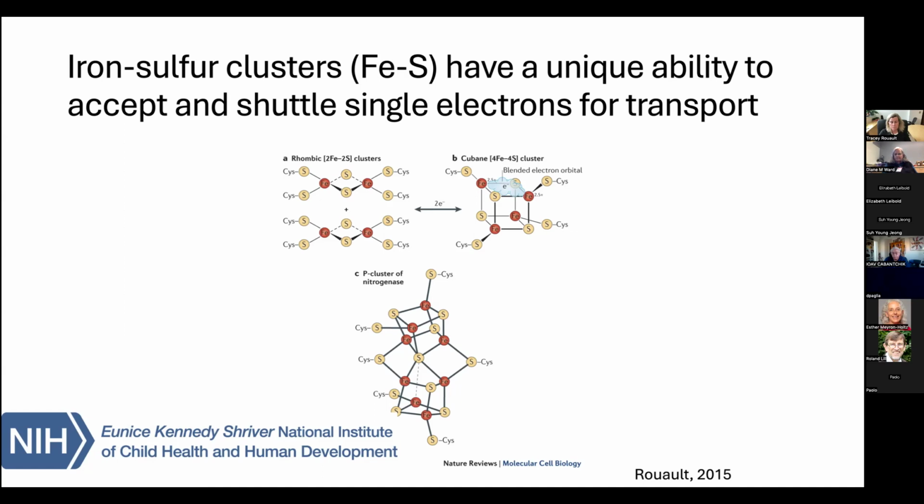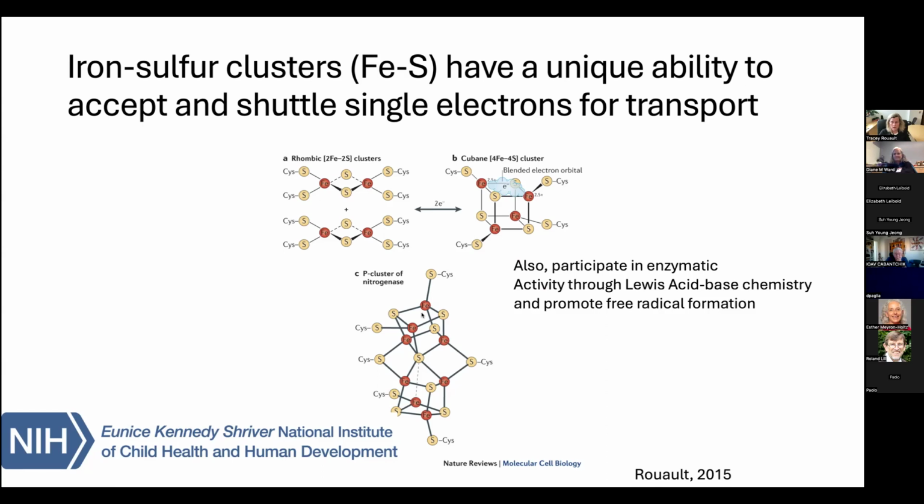And therefore, I think a lot of proteins that may be classified as zinc proteins are in fact secretly iron sulfur proteins that we've missed because we haven't handled the protein right as we analyze it. So that would be one take-home point that I hope to succeed in making: don't be so sure about your zinc protein. And iron sulfur clusters also participate in enzymatic activity through Lewis acid base chemistry, and also they promote free radical formation. Many chemistry possibilities are made possible by the iron sulfur cofactor.